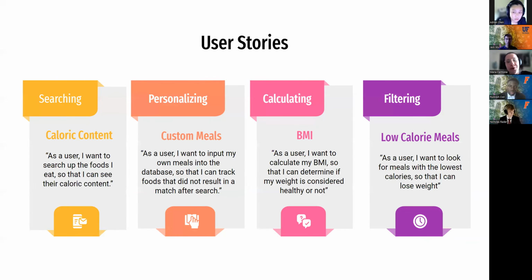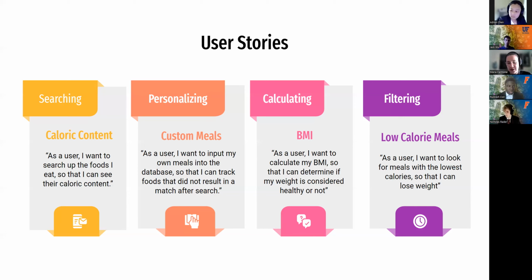For the user stories, we're highlighting the 4 main and most common user stories for the 4 types of features that NormTrack will have. For the first feature, the searching feature, the caloric content user story is that as a user, I want to search up the foods that I eat so that I can see their caloric content. For the personalizing feature, we have the custom meal user story that says that as a user, I want to input my own meals into the database so that I can track foods that did not result in a match after search.